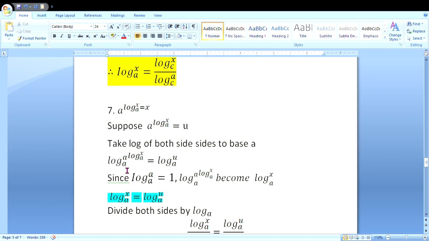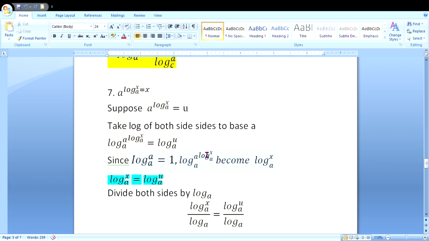So this becomes log a raised to the power of log x to base a is equal to log u to base a. Now you can see that this part here is log a to base a, and log a to base a is 1. So the whole of this expression will now drop to become log x to base a is equal to log u to base a.